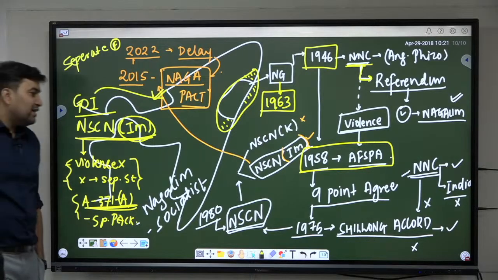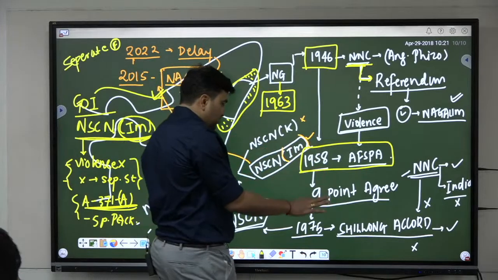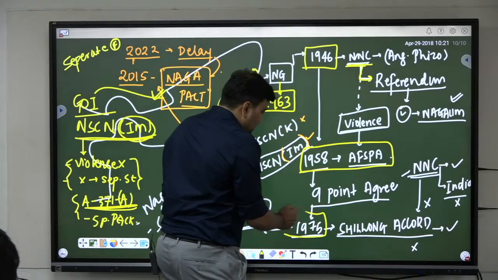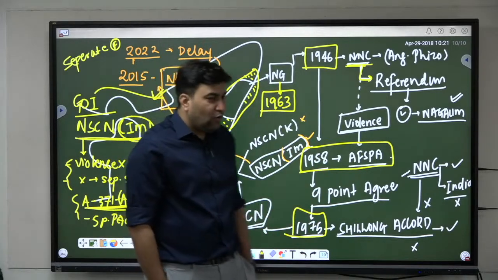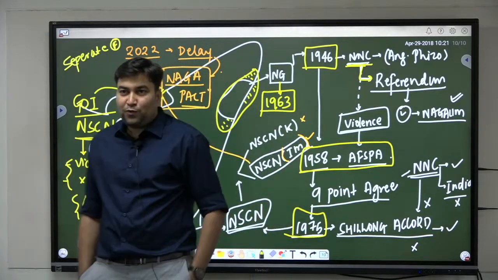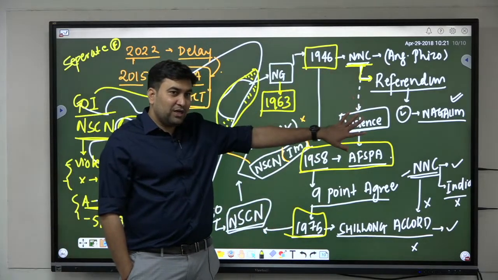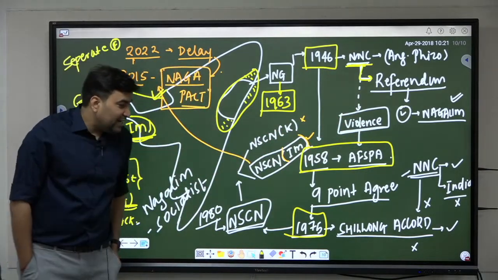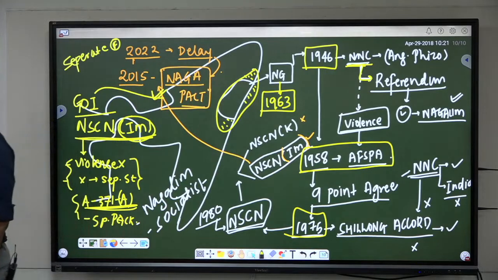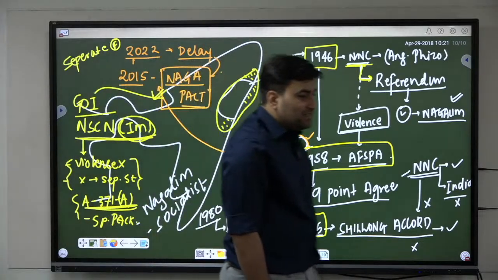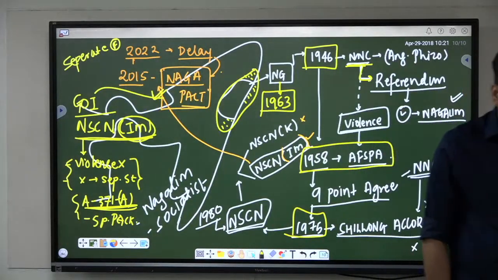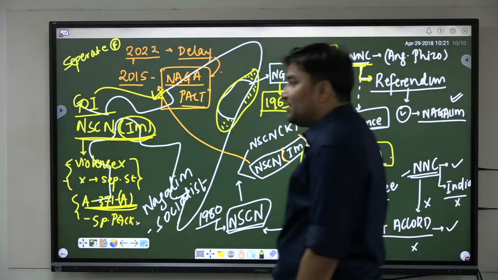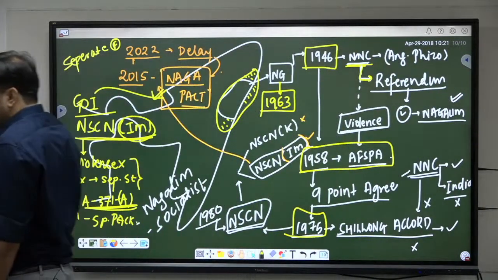Next, leave the nine-point agreement and all that, it is not useful. Directly come to this. In 1975, the Shillong Accord was signed. This is just for your understanding, a story. This is not needed for the mains. For mains you need only this: in 1975, the Shillong Accord was signed, and some sections of NNC agreed to give up arms.